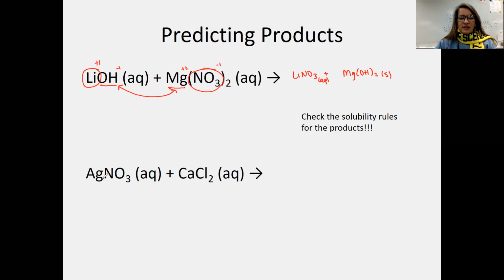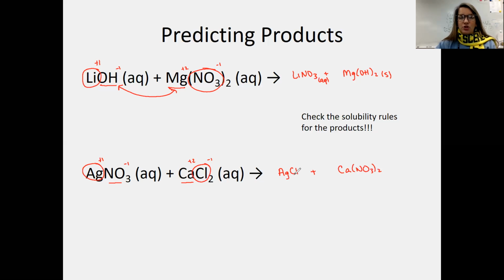All right, so in this next one, we're going to do our outside ions together, remember? So the silver and the chlorine are going to go together. The nitrate and the calcium are going to go together. Remember, we want to drop and swap. So silver has a +1 charge, nitrate is -1, calcium is +2, and chlorine is -1. So the outsides together would be AgCl. And then the insides together would be calcium nitrate, or Ca(NO3)2.